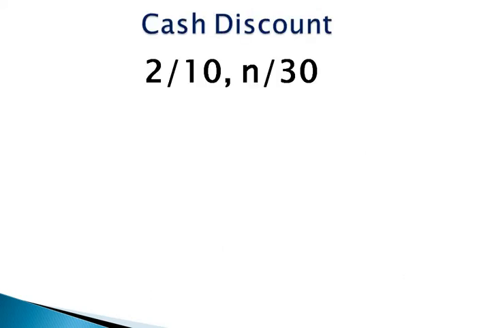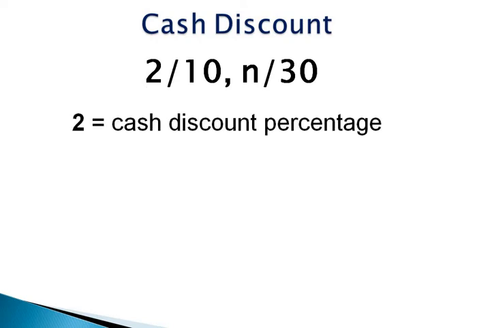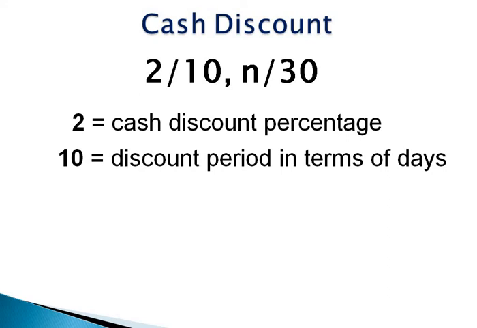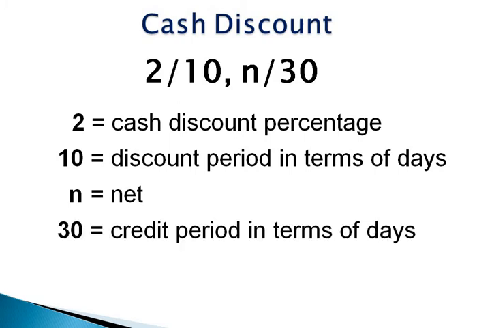Let's move forward to cash discount. Let's say we have this term, 2/10, N/30. The 2 here is the cash discount in terms of percent, while the 10 is the discount period in terms of days. N means net, but personally, I prefer to think of it as no. You'll know the reason why a little later. 30 is the credit period, again in terms of days.